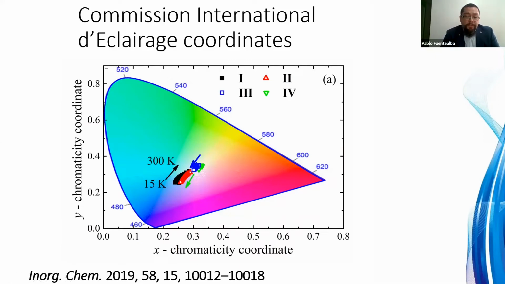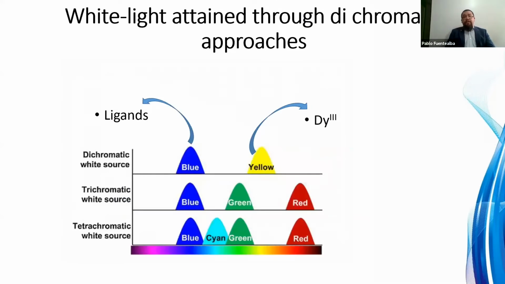And why is this? Actually, this was done by strategy, by planning, using the different techniques that are used to obtain white light. To obtain white light, there are mainly 3 approaches. The most basic one is to use a dichromatic approach, where you need 2 colors to produce white light. In the dichromatic approach, you need a blue emitter and a yellow emitter. In this case, the blue emitter will be mainly the ligand, while the yellow emitter is the dysprosium 3 cations.